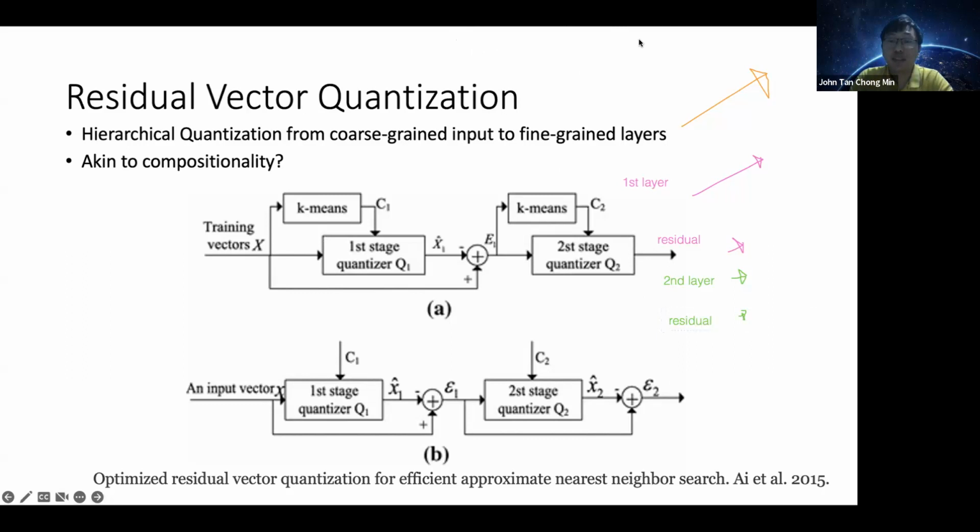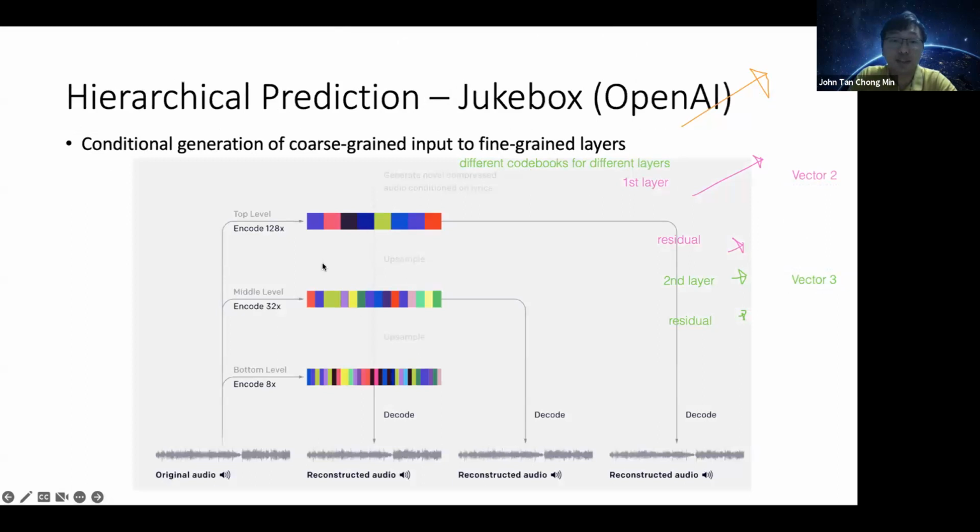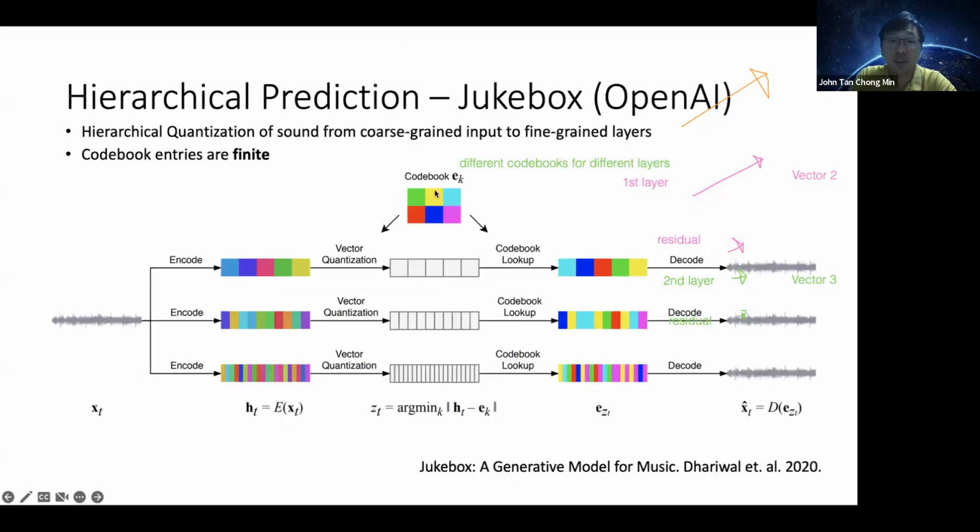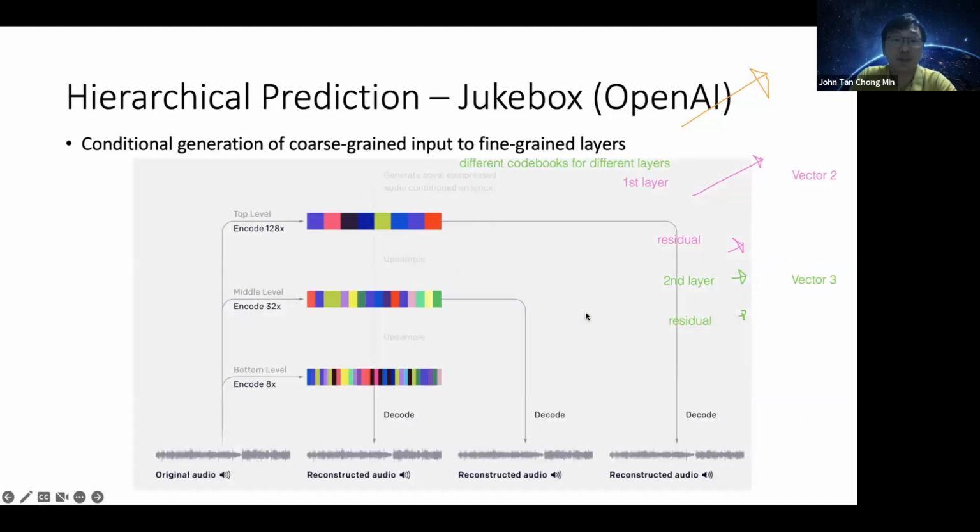So you could have the first layer, this vector here is maybe vector 2. And then this layer at the bottom here could be vector 3, based on the codebook. So you have different codebooks for different layers. That's what you see in the Jukebox earlier. You can see that each layer has different codebooks as well. It's not really shown here, but this codebook here is not the same codebook for each layer. Each layer has a different codebook.